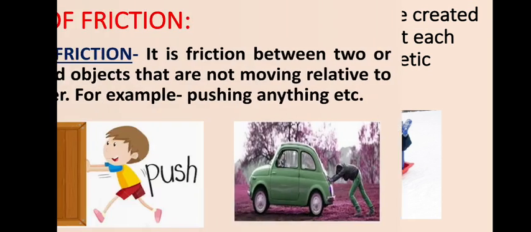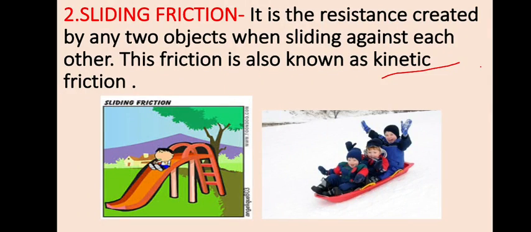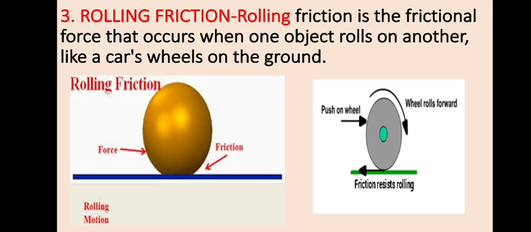So you can see here, sliding friction is the resistance created by any two objects when they are sliding. When the object is sliding over another surface, there the friction comes. That friction is called sliding friction. We also call it kinetic. Kinetic in physics means motion. The object is in motion. So sliding friction exists when the object is sliding or moving over another surface.